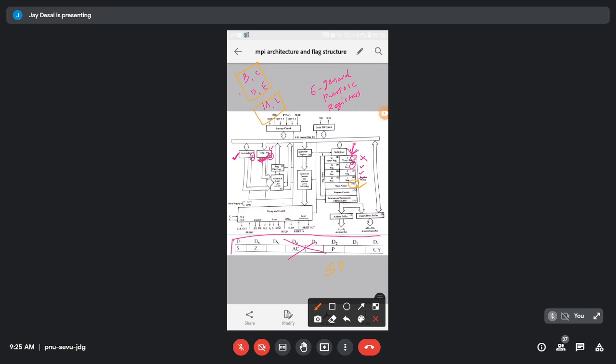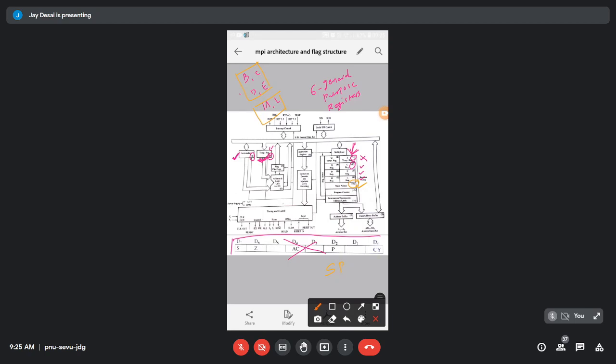When processor runs its main program, in between if any interruption is there, then what happens? Processor has to give the service to that particular interrupt. So for that, what processor has to do? Processor has to stop its main execution.